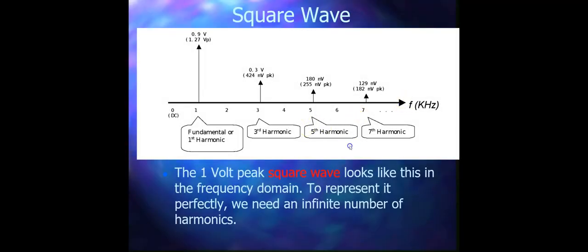So you see here the waveform looks like this when you use the spectrum analyzer, and you see all these harmonics are there in the waveform, represented in the spectrum analyzer. The first is the fundamental, or the first harmonic, at 1 kilohertz, and at this point the signal shows 0.9 volts, and at the third harmonic the signal measures 0.3 volts. At the fifth harmonic it represents 180 millivolts. At the seventh harmonic it measures 129 millivolts.